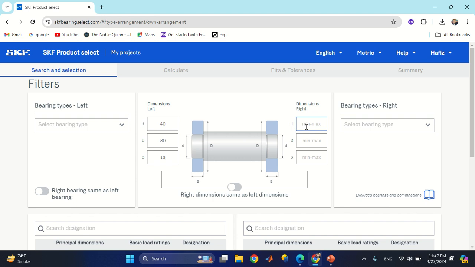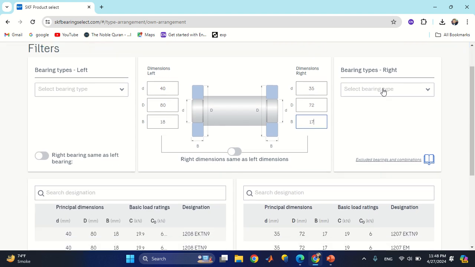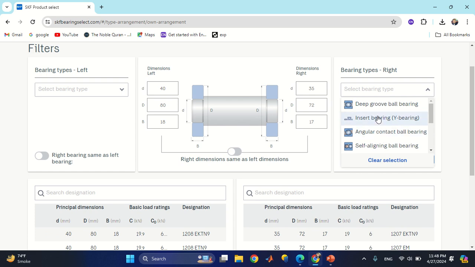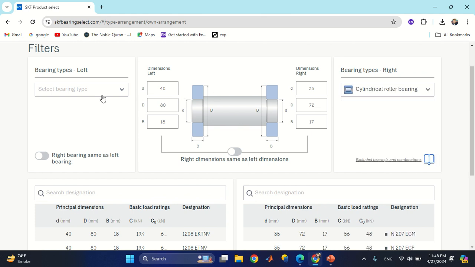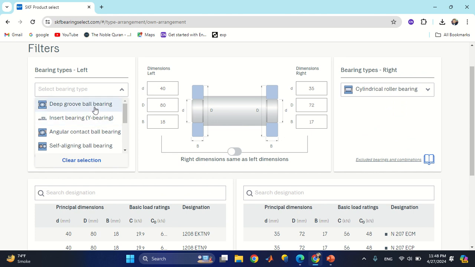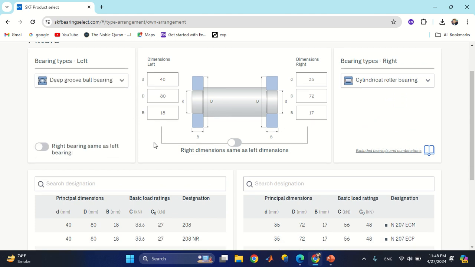For the cylindrical roller bearing, the bore, the OD and the other dimension are 35, 72 and 17 respectively. Okay, and select the bearing type. Here my bearing type is the cylindrical roller bearing, and here the deep groove ball bearing.